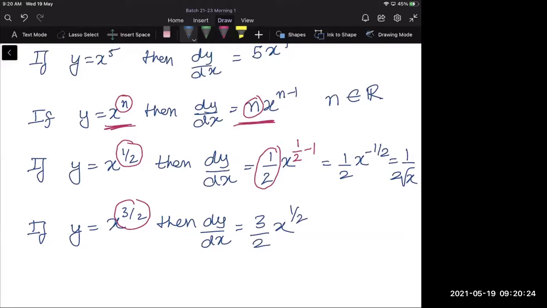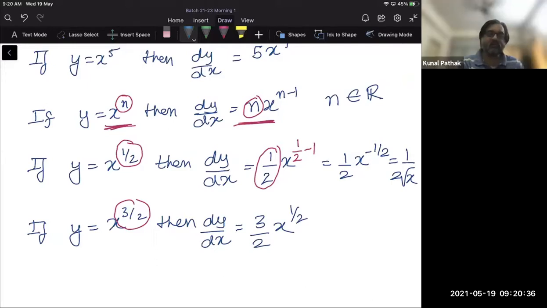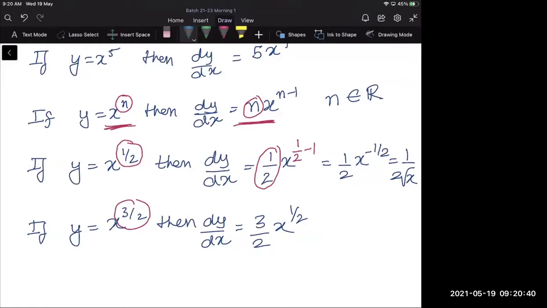Sir, half x to the power minus 1 upon 2 became 1 upon 2 root x. What will 3 upon 2 x to the power half become? Now tell me, what is x power half? We discussed this in the first class. Sir, it should be 1 upon 2 root x.